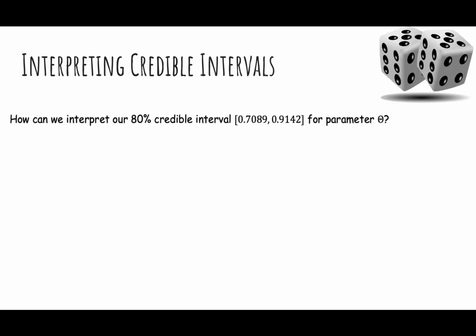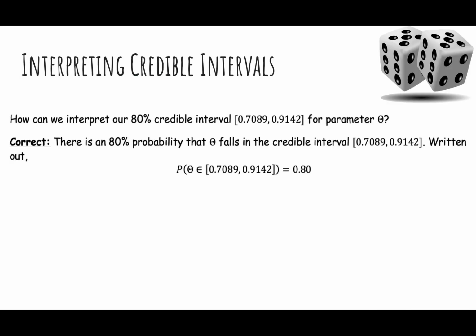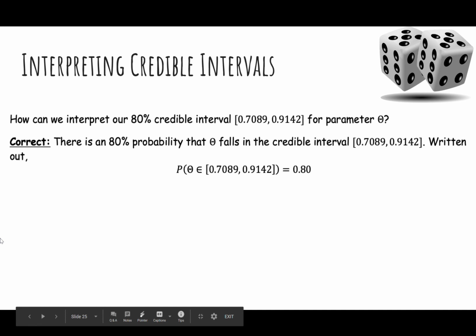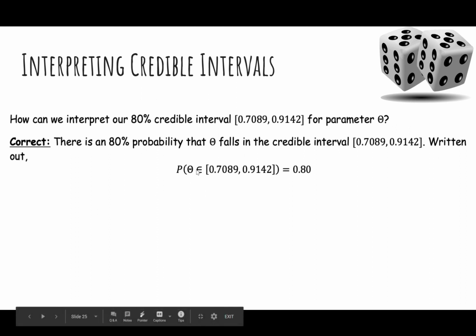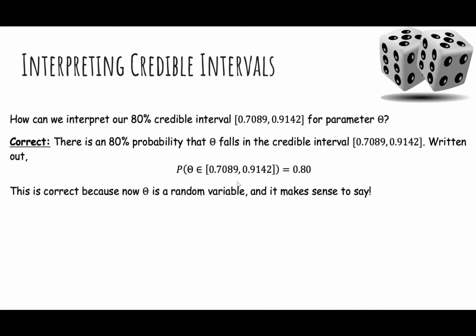Okay, so how do we interpret these credible intervals again? Well, actually it's now correct to say that there is an 80% probability that theta falls within this credible interval, or that the probability of theta being in this interval is 80%. This is actually correct to say because now theta is a random variable, so there is a probability that theta falls within that range.